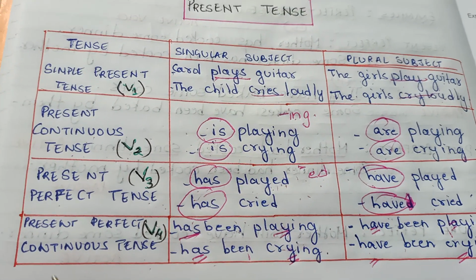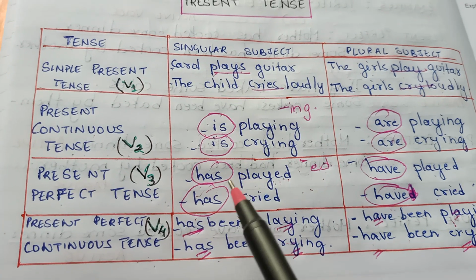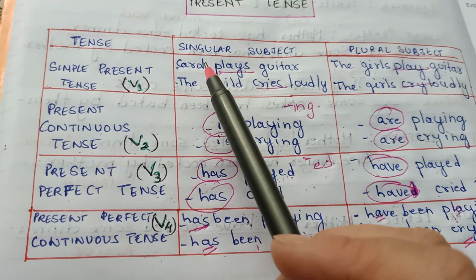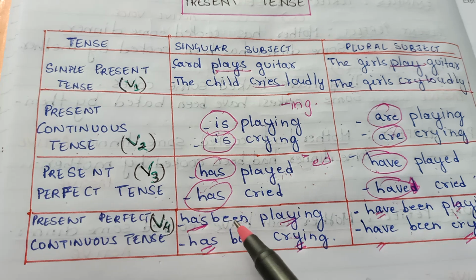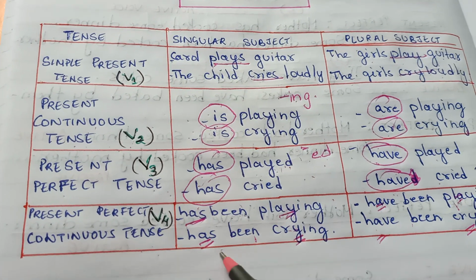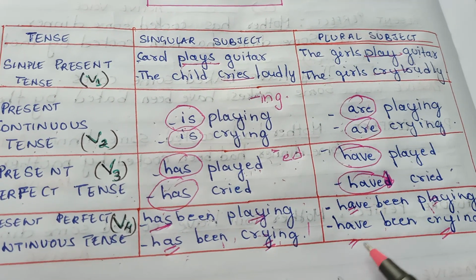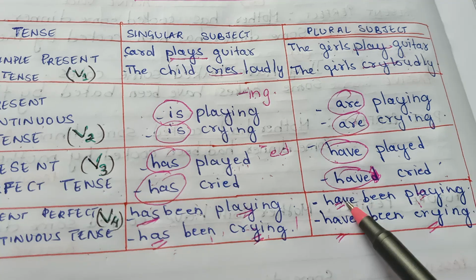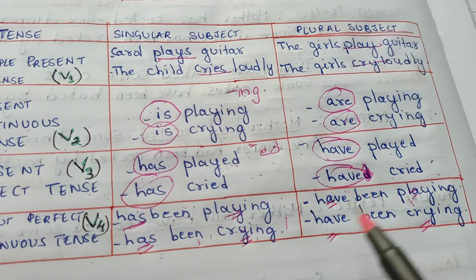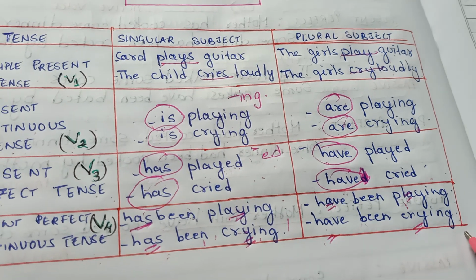Okay, so in our present perfect continuous tense, our sentence will be like Carol has been playing guitar. The child has been crying loudly. In the plural form, the girls have been playing guitar. The girls have been crying loudly.